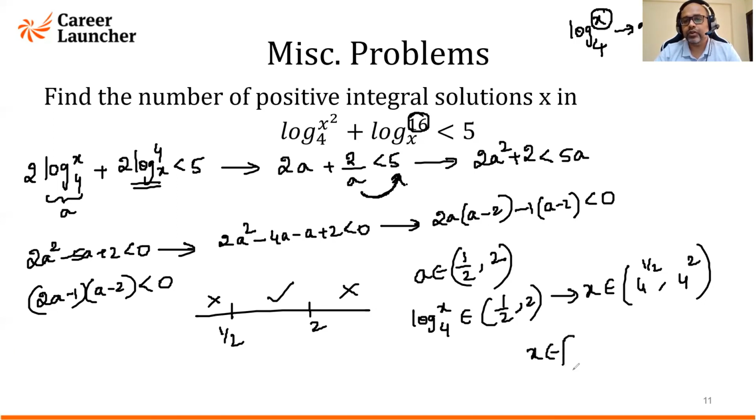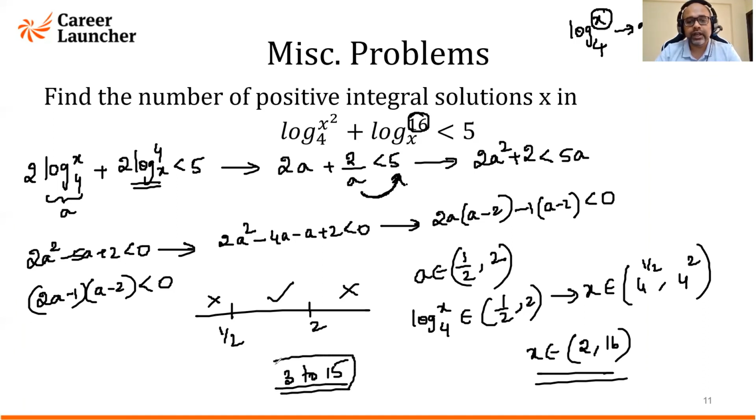So x belongs to (root of 4, 16), which is (2, 16). It's not a square bracket, it's an open bracket. So how many integers are there between 2 and 16? You have all integers 3 to 15 to be counted. Remember, it's an open bracket, which means 2 and 16 are not included. So 3 to 15, this is 13 integers. That's basically your answer. There are 13 integers which fit into this inequality.